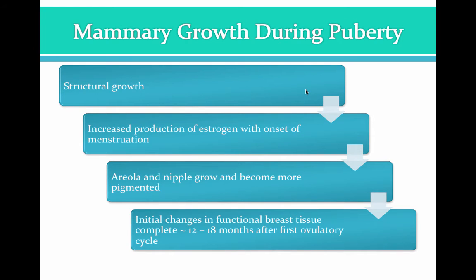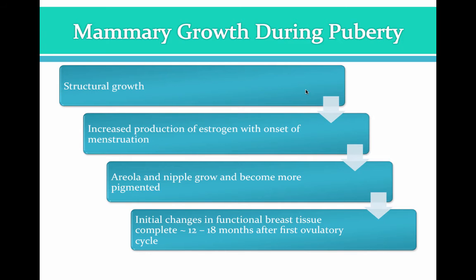The majority of breast tissue development occurs during puberty and pregnancy. Structural growth of the breast takes place during puberty, but only a small amount of alveolar development takes place during puberty. During ovulatory cycles, the development of functional breast tissue is slight. With the onset of menstruation, there is an increased production of estrogen. The increased production of estrogen results in the growth of the ducts and connective tissue between them. A thick layer of fat is deposited under the skin and forms the adolescent breast.